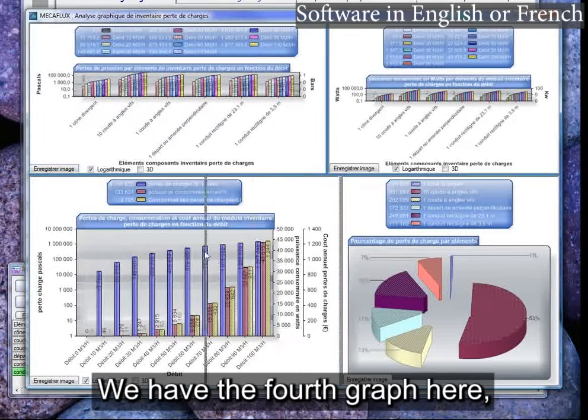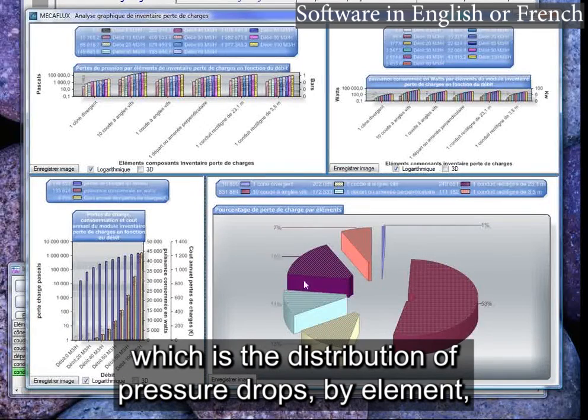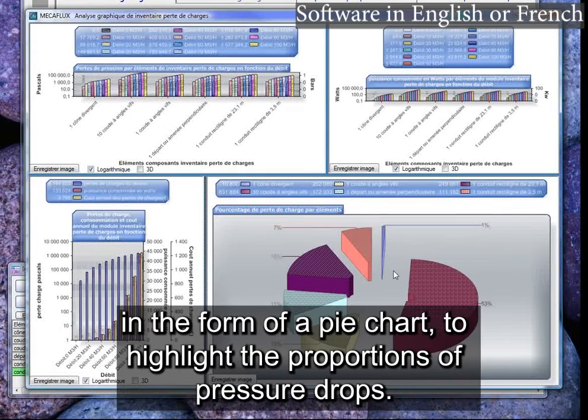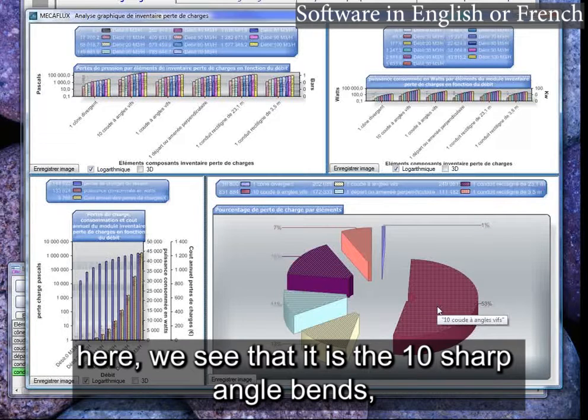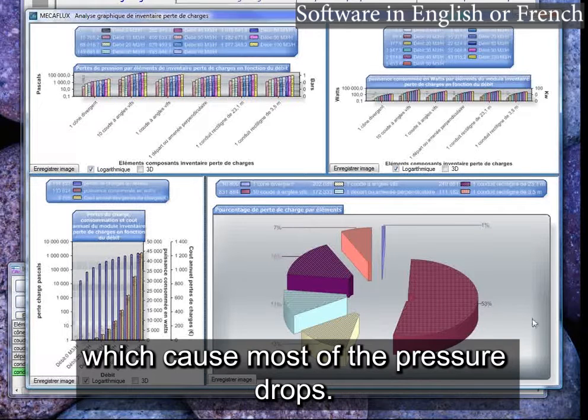We have the fourth graph here, which is the distribution of pressure drops by element, in the form of a pie chart, to highlight the proportions of pressure drops. Here, we see that it is the 10 sharp angle bends which cause most of the pressure drops.